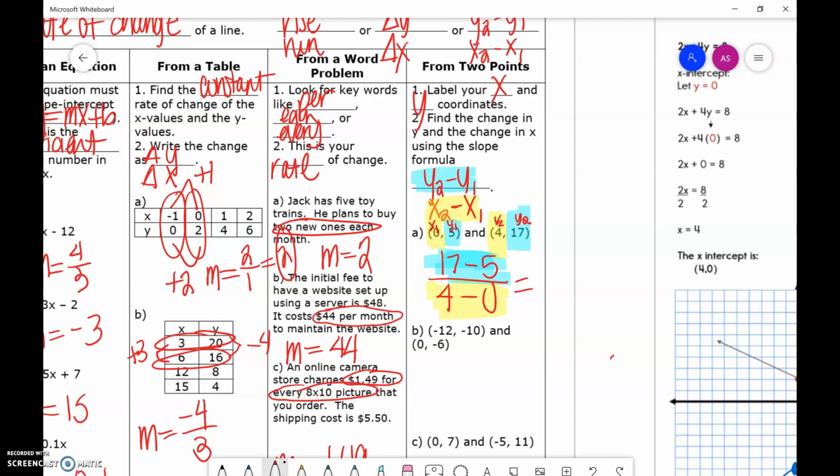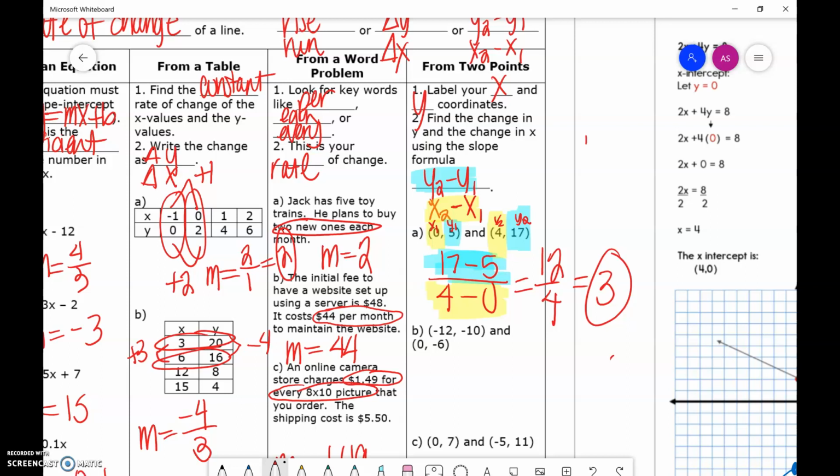So now you just subtract. You're going to have 12 over 4, and that simplifies to 3. I just subtracted 5 from 17 and 0 from 4: 12 over 4, which gives you 3.